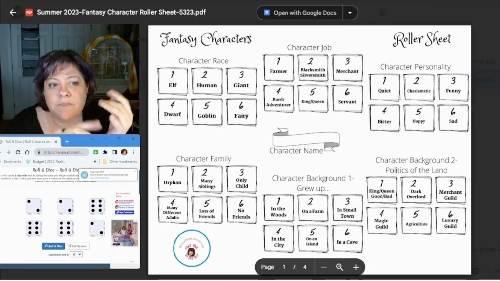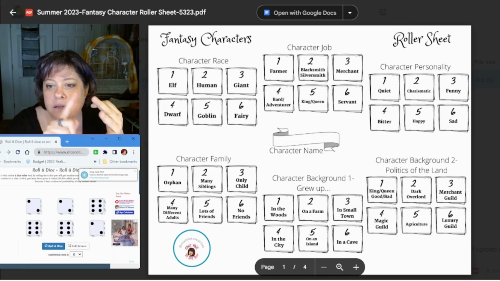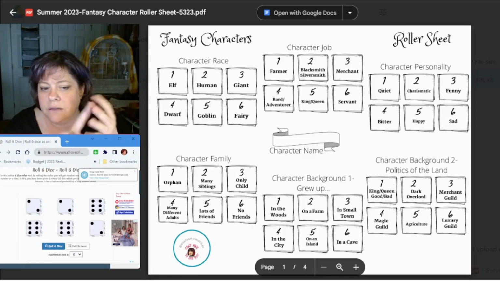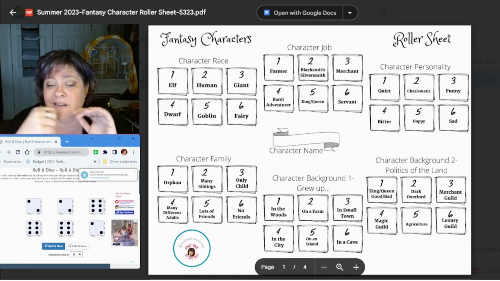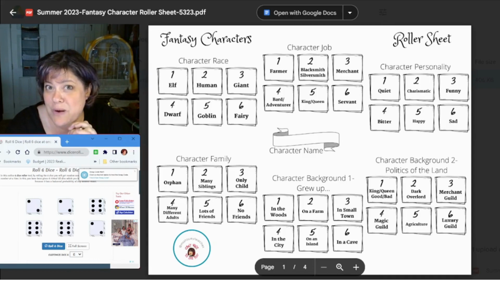So let's do that again. It's human. It's a blacksmith or a silversmith. Sad. No friends. Raised in a cave. Dark overlord. All right, here's one more.